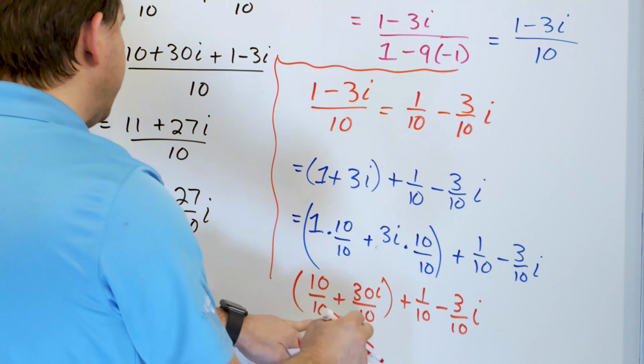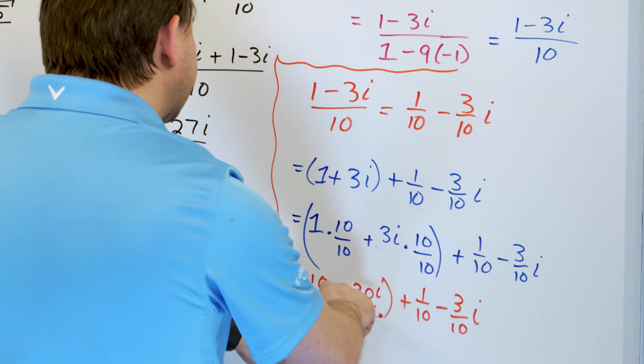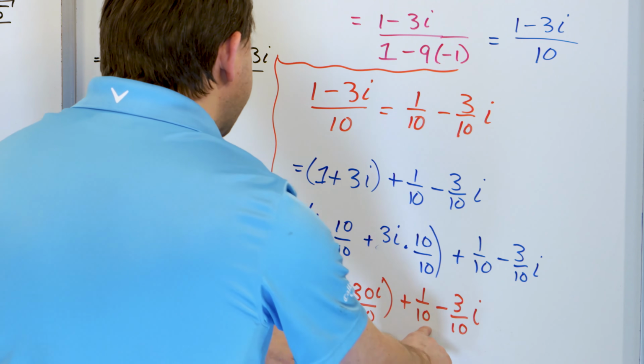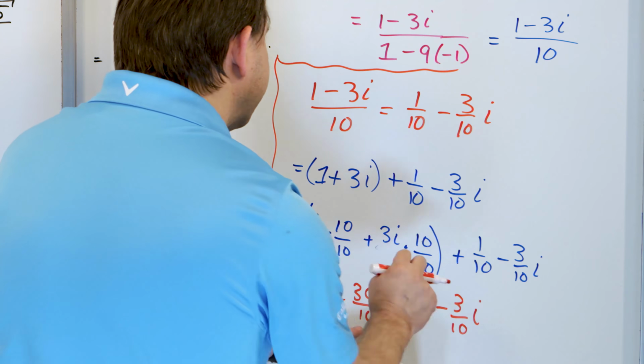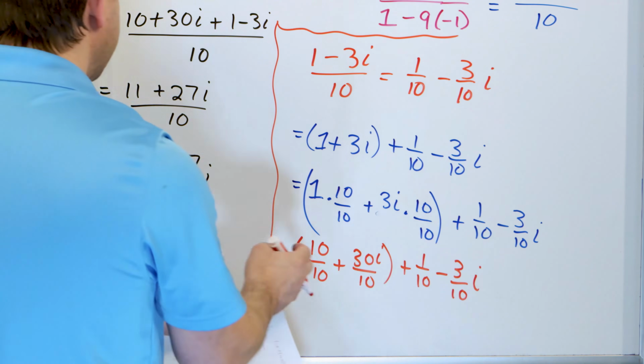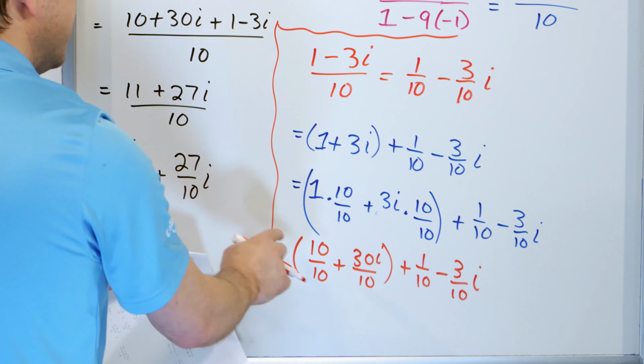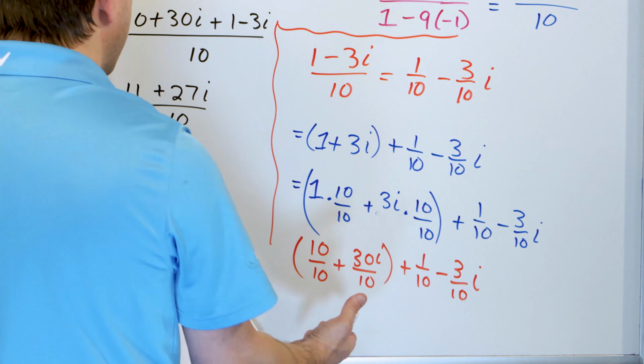Now, you see what's going to happen here? When you add the real parts, you're going to get 11 over 10. And for the imaginary parts, the 30 minus the 3 is going to give you 27 over 10. So what you're going to have is 11/10, and then 30 minus 3 is 27 over 10 i.